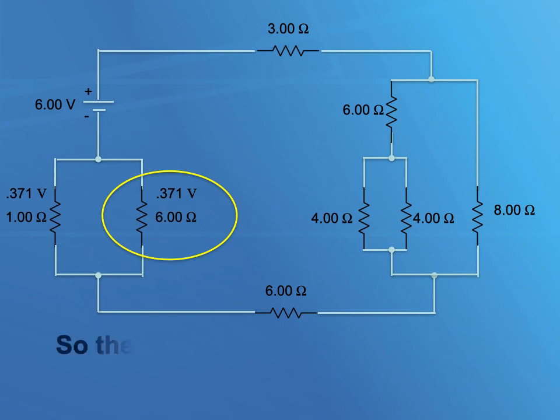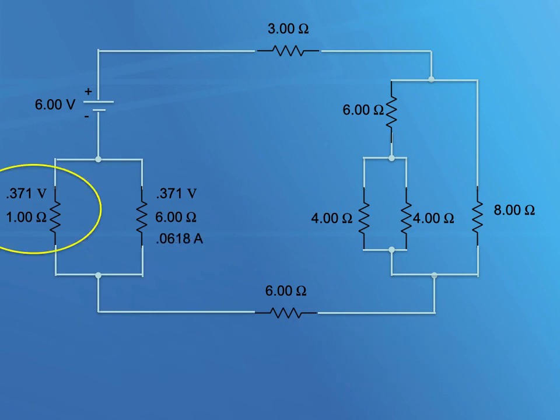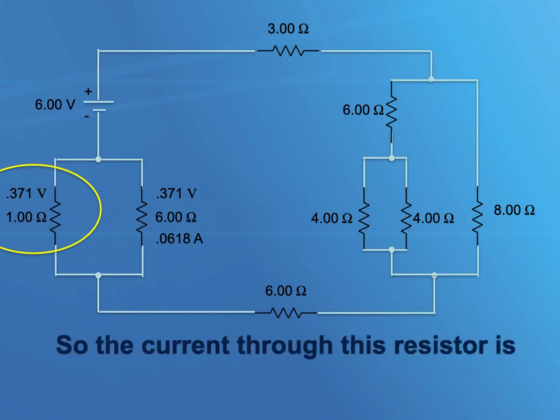Okay, so the current going through this resistor, I equals V over R. So 0.371 volts divided by 6 ohms gives us a current of 0.0618 amps. Okay. Now we've got that, I wrote that in there, 0.0618 amps through the right-hand resistor. Now the left resistor, the current through this resistor is I equals V over R, again, 0.371 divided by 1 is 0.371 amps.